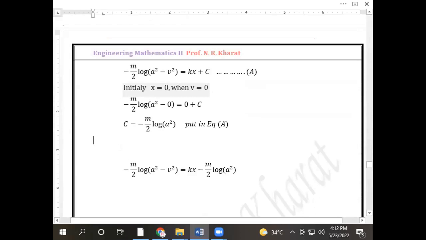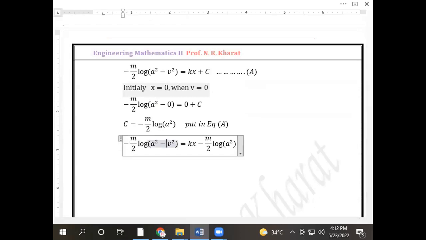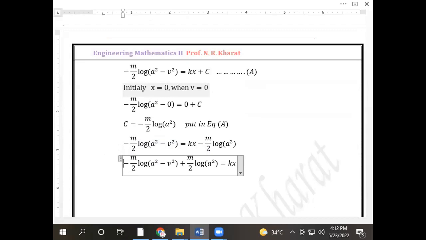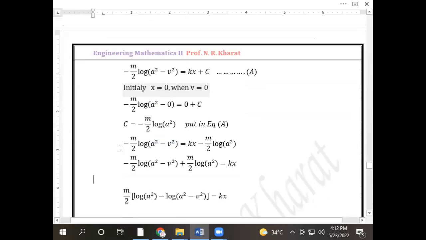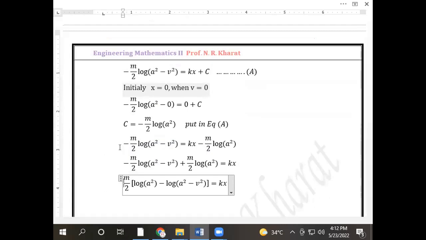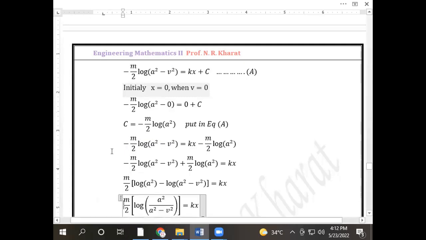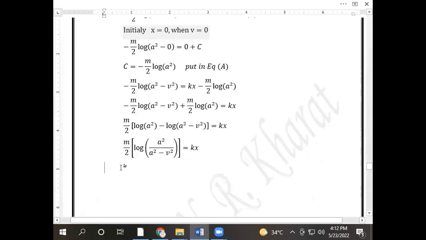So we get minus m upon 2 log of a square minus v square is equal to kx minus m upon 2 log of a square. Taking minus m upon 2 outside, log a square minus log of a square minus v square. According to the rule of logs, log a minus log b is equal to log a upon b. So we get the final solution of this equation.